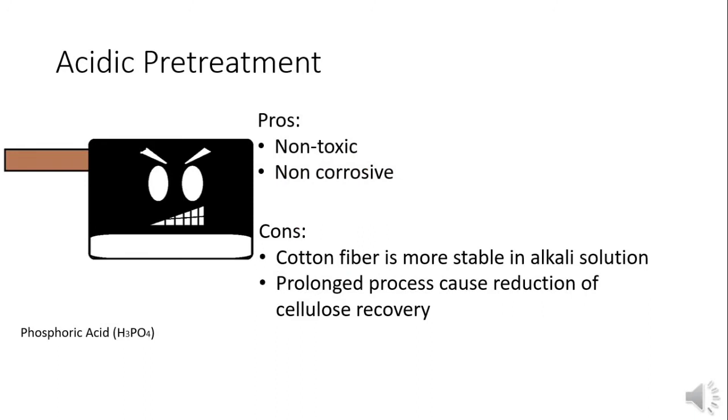Compared with alkaline pretreatment, acidic pretreatment is a non-toxic and non-corrosive pretreatment method. However, its hydrolysis performance is weaker than sodium hydroxide. At the same time, prolonged process will cause degradation of cellulose recovery. Acidic pretreatment cannot bring out dominant benefits but causes lower efficiency of enzymatic hydrolysis. It seems that it's a worse pretreatment method than the alkaline pretreatment.